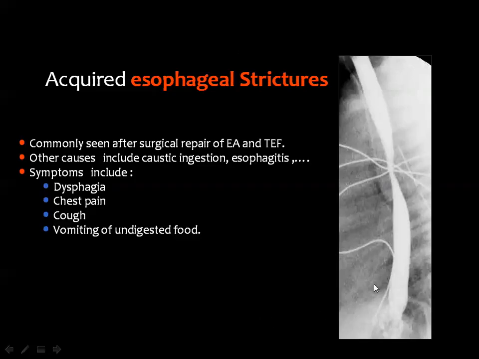Then acquired esophageal strictures have many causes. One of the common causes is after surgical repair of esophageal atresia and tracheoesophageal fistula, you may get residual narrowing of the esophagus. Also, the corrosive stricture or peptic esophagitis due to chronic gastroesophageal reflux disease. The symptoms of acquired esophageal strictures include dysphagia, chest pain, cough, and vomiting.